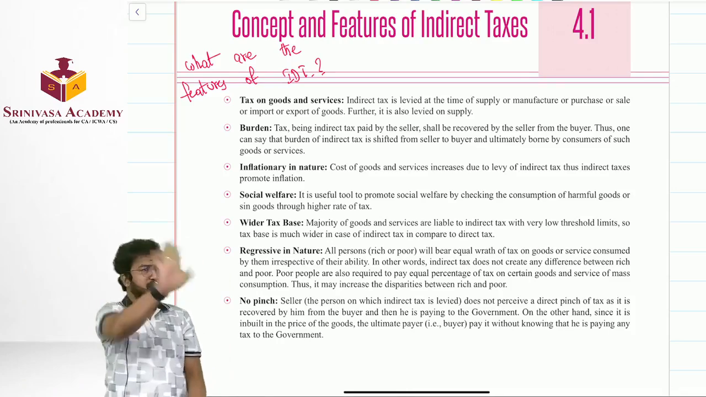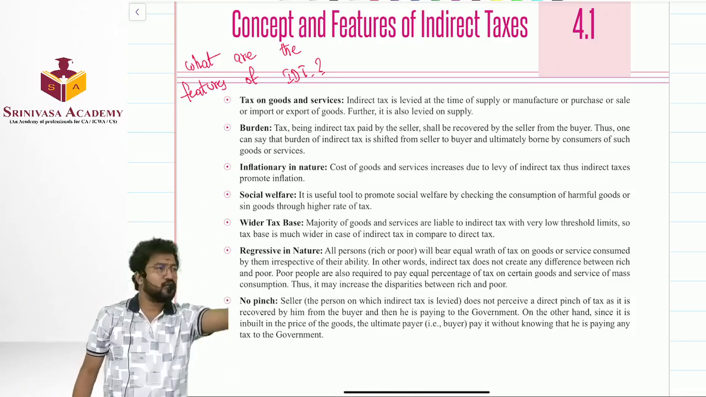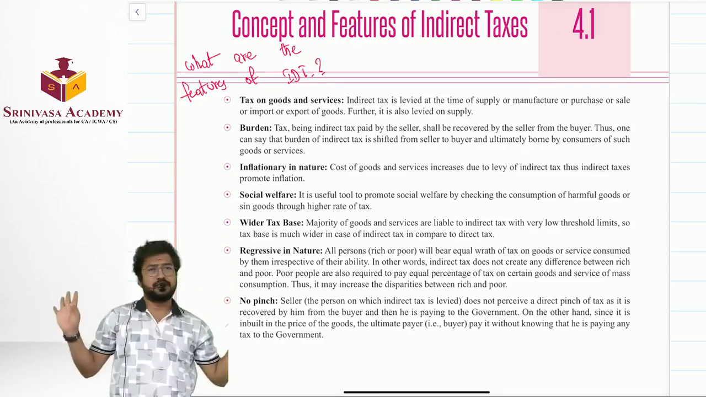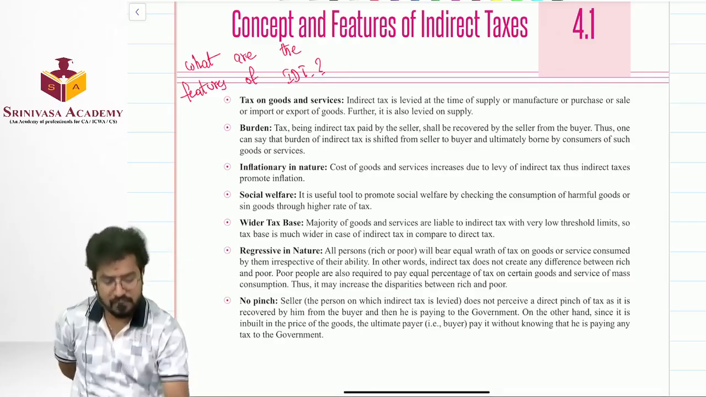You purchase a Benz car, you should pay GST. You go and take services from a saloon or chartered accountant or a cost accountant, anybody, you should pay GST. So indirect tax is both on goods as well as services. Super. What is the next one?